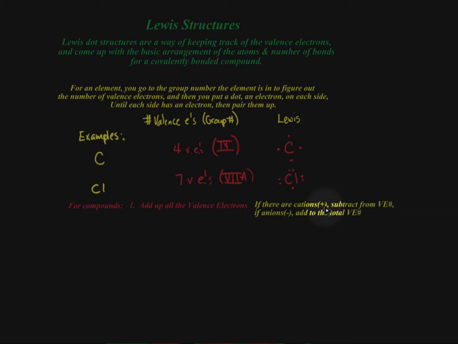So if they're cations, if there's a plus charge after your compound, make sure that you subtract from the total valence number of electrons, and if they're anions, you add whatever the charge is, because we've got extra electrons.